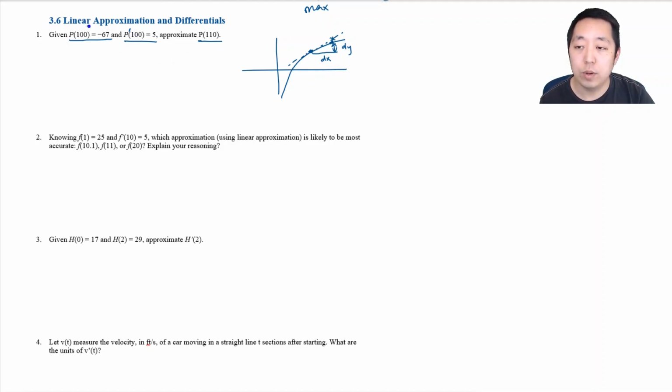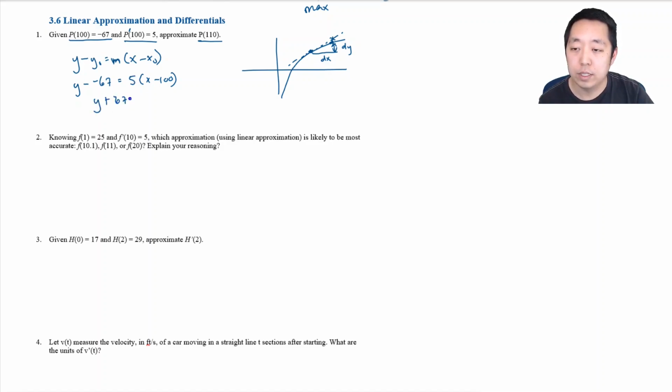The first thing we do is we say, well, I can create a tangent line at this point. And so it'd be y minus y naught is equal to m times x minus x naught, right? That's the point-slope form I would use for any equation. Well, my point is (100, negative 67). So it'd be y minus negative 67 is equal to m times x minus 100. And then we would say the slope is the derivative at that point, so it's 5. Okay, so this would be y plus 67 is equal to 5 times x minus 100. Or we would say y is equal to 5 times x minus 100 minus 67.